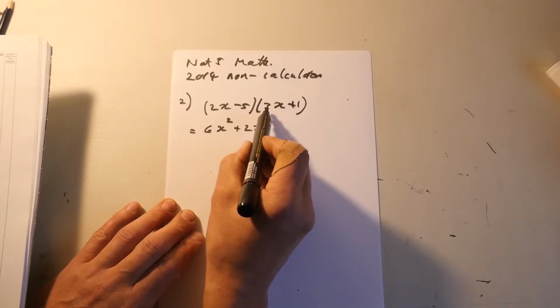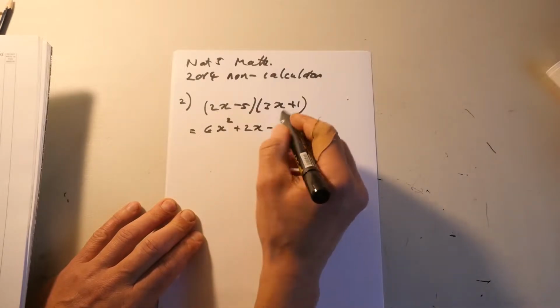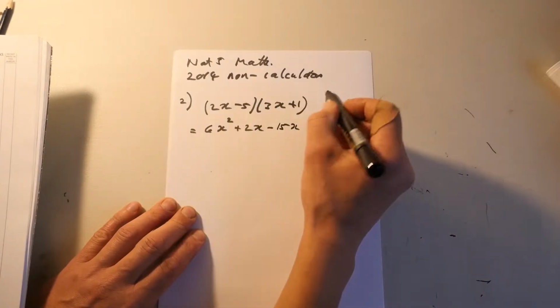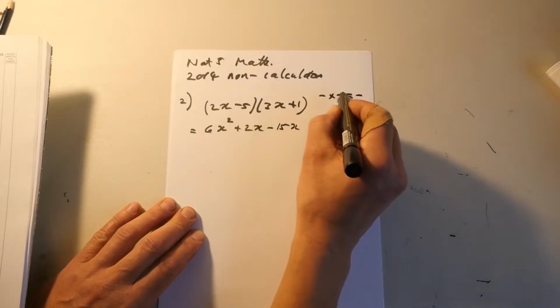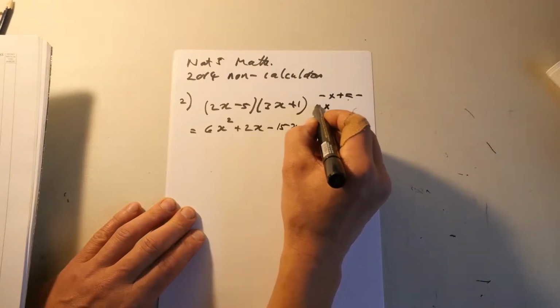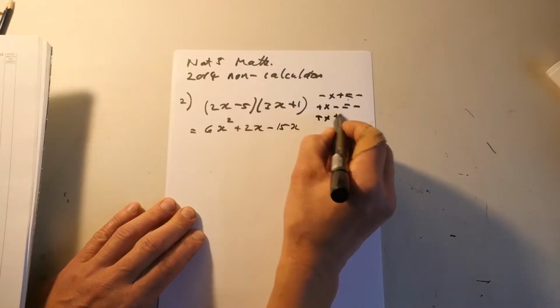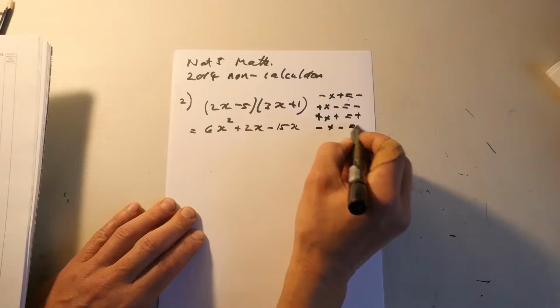5 times 3 is 15, so that's minus. Plus times minus is minus, so it's minus 15x. So that's minus times plus equals minus. Plus times minus equals minus. Plus times plus equals plus. Okay, minus times minus equals plus.